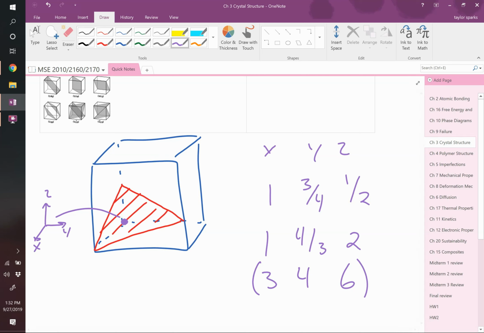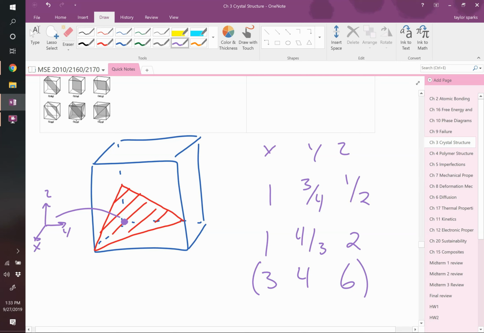Any questions? Yeah, question? If you multiply that one by 2, you still have a fraction. Then you have 8/3. Still a fraction. We want to get rid of the fractions.